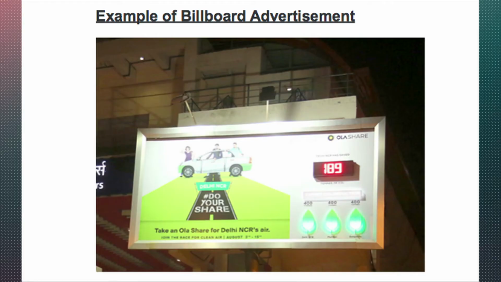The picture has to be at the center of the frame with a lot of space for the gaze. Use the principle less is more while writing outdoor advertisements. Example of billboard advertisement.